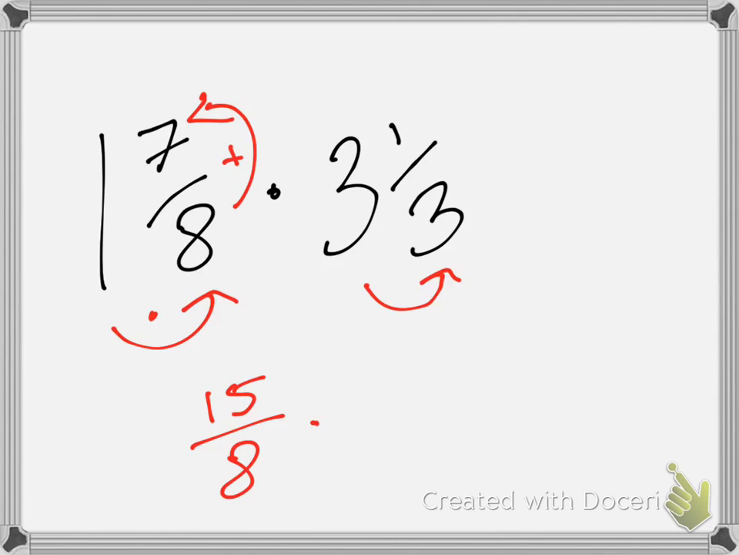Let's do the same to the other side. Matthew, what's 3 times 3? 9. What's 9 plus 1? 10. We get 10 over 3. Excellent.